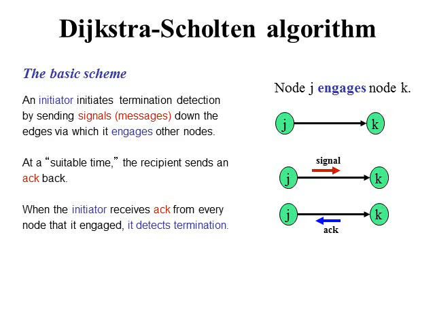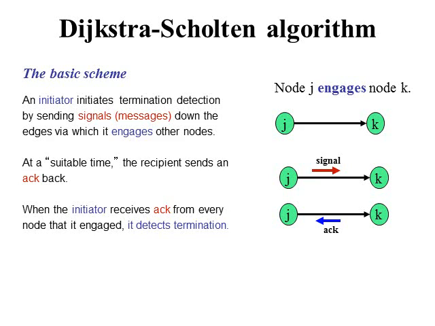Okay, and at a suitable time, we'll find out what the suitable time is, the recipient of the message or the signal will send back an acknowledgement to the sender. Okay, so whenever the initiator of the signaling mechanism receives an acknowledgement along every node that it sent a signal out on, or every node that it had engaged, that is when it detects termination.